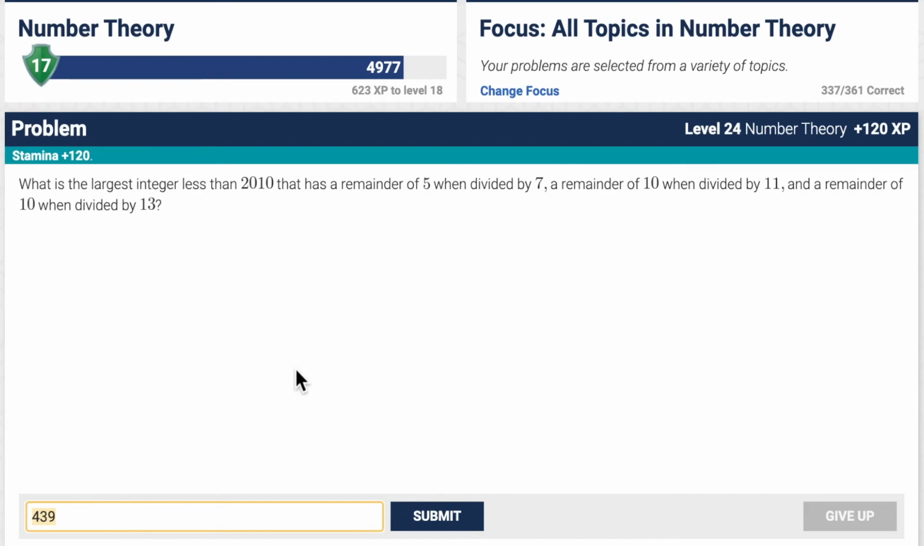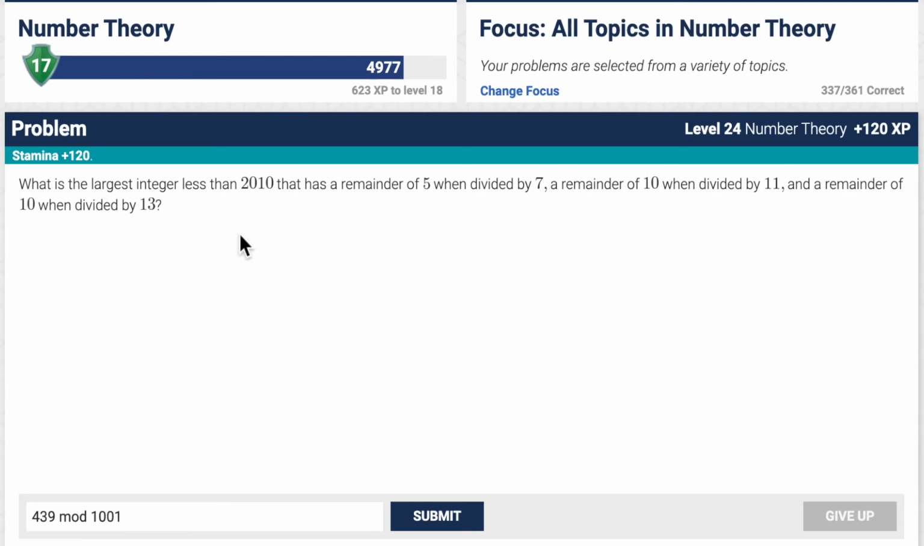So our number is going to be 439 mod 7 times 11 times 13. So we have to figure that out. We already figured out 143 is 11 times 13, so we just multiply that by 7. That is not too hard. That is going to be 1001. So our number is 439 mod 1001.